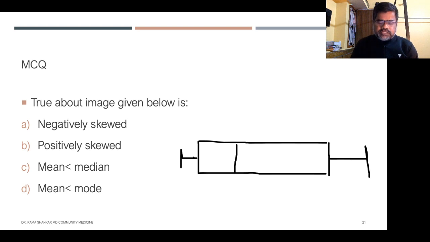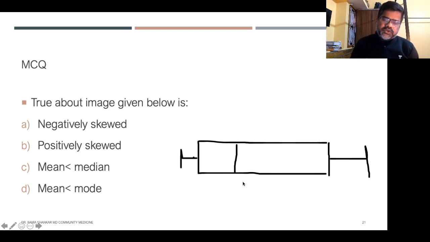So first of all, the image is a box and whisker plot. It's a way of representing a huge amount of data in a graphical representation. Now, which is the box, which is the whisker? You can see this is the box, and this is the whisker. The line is the whisker. So this is the box and whisker plot, and you have a line here which is shown in the image.